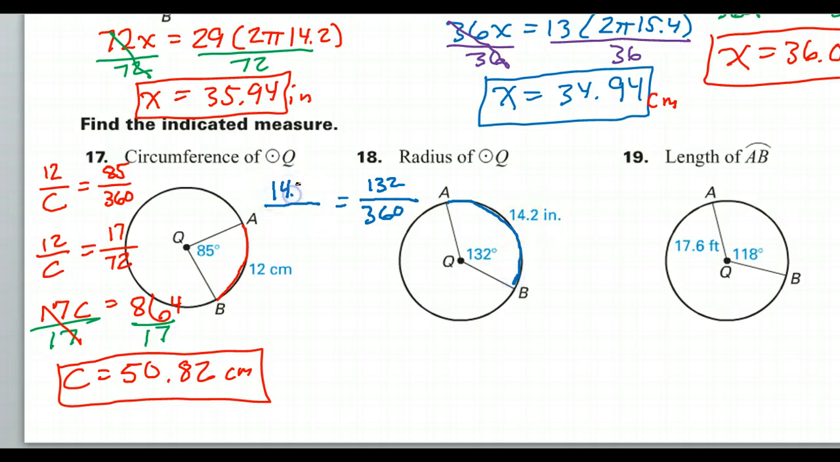So that 14.2 will go here. That's the partial length. Now, down here is the whole, the circumference. I could put C here, but since we're trying to find the radius, it might be better for you to go ahead and put 2 pi r here, which is an expression. It's the formula for circumference. The reason I'm doing that is because then I get my r, which is what I'm looking for.